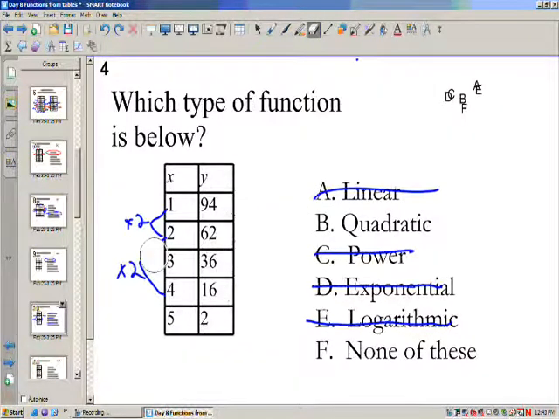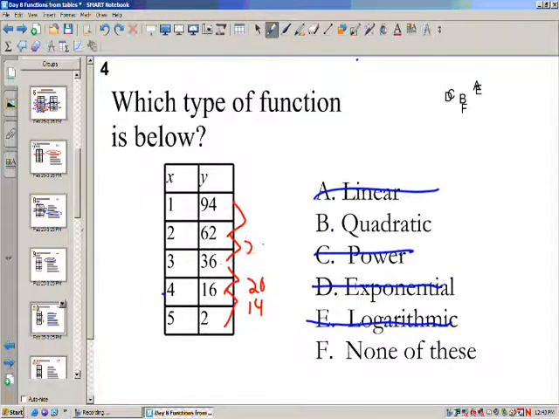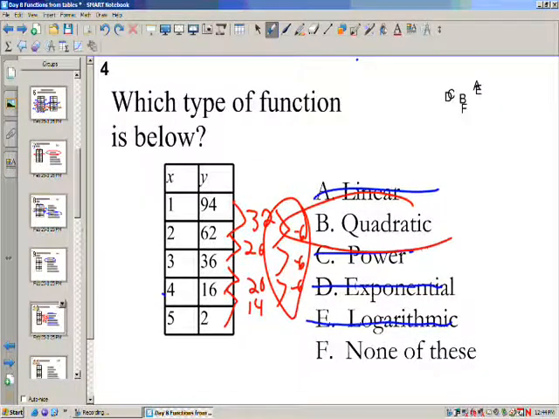Well, one more to check. Let's check and see if it's quadratic. So now we look to see if we have constant second differences. This one is 14, 20, this looks like 26, and this one, 94 minus 62, that gives us a 32. Let's see what these differences are here. Here I'm subtracting 6. Ooh, look at that constant second difference. So this would be a quadratic function.